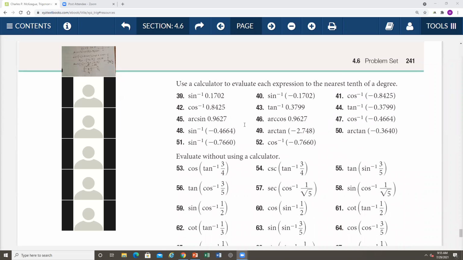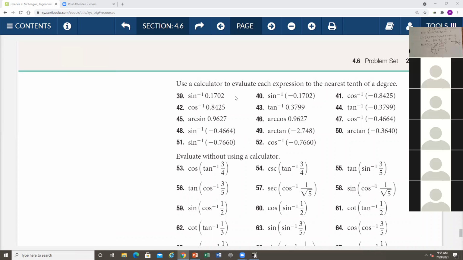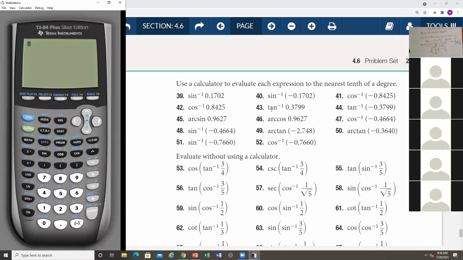All right, now these problems, 39 to 52, want you to use your calculator to evaluate each expression to the nearest tenth of a degree. So we will have to dig up our machine. Let's bring our calculator up and show ourselves how to do a problem or two out of here. Let's try number 40.